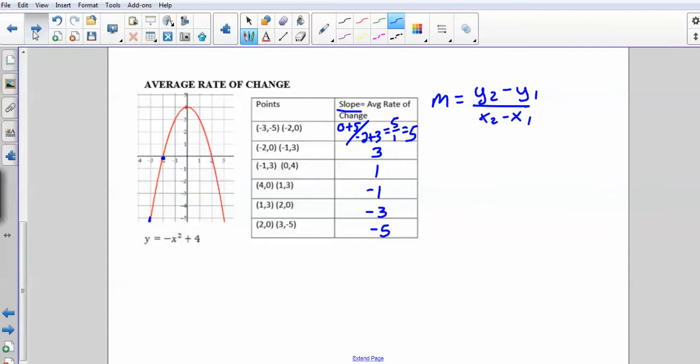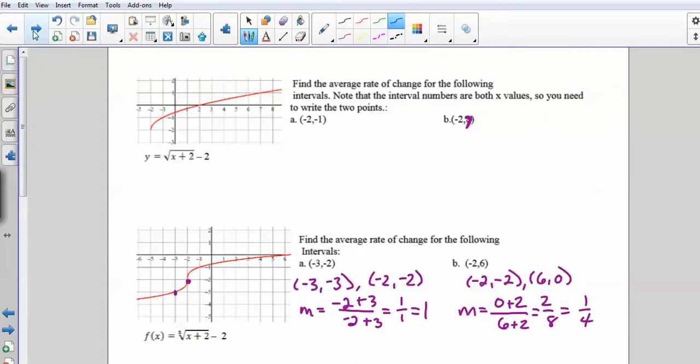On the next page, we're also finding average rate of change, but the intervals just look a little different. The intervals are both listing x values, so you need to take those x values and turn them into points. The first one is the interval -2 to -1. If I look at the point where x is -2, I can see that the y value is also -2, so that is the point (-2, -2). And if I look where x is -1, that point is (-1, -1).